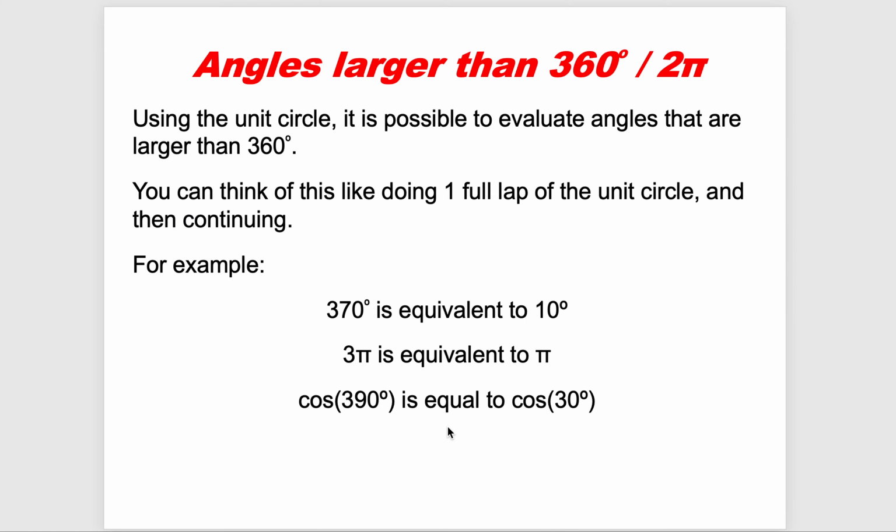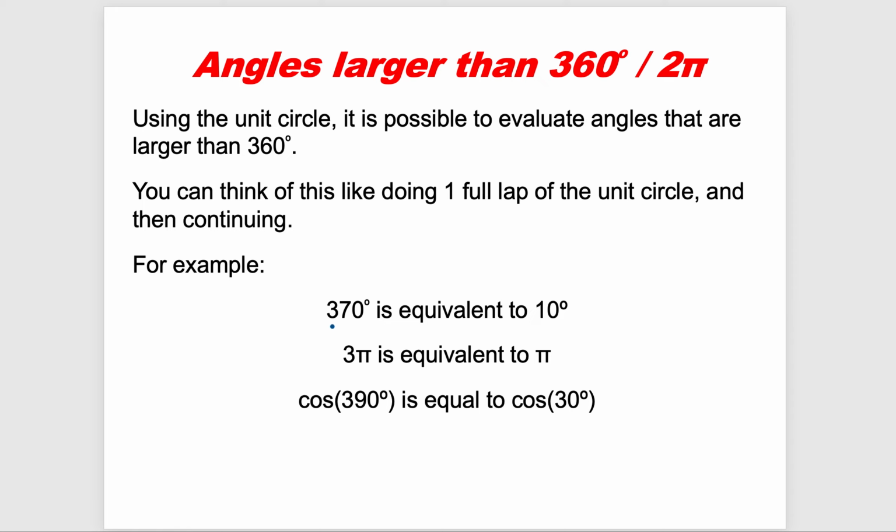The other thing that you might come across with exact values is angles that are bigger than 360 or bigger than 2 pi. It seems a little bit backwards, but essentially the unit circle can keep going and going. You can do multiple laps around the unit circle. So anytime you see an angle that's bigger than 360, think of it like you've done one full lap or one full cycle, and then you're just continuing on.